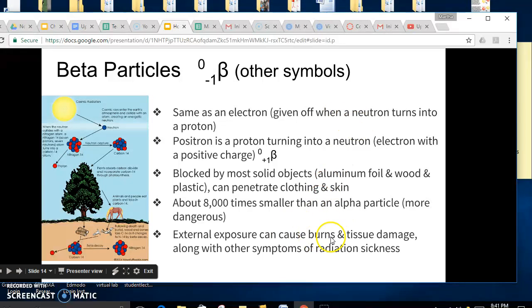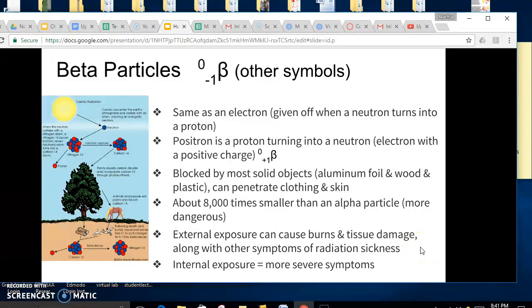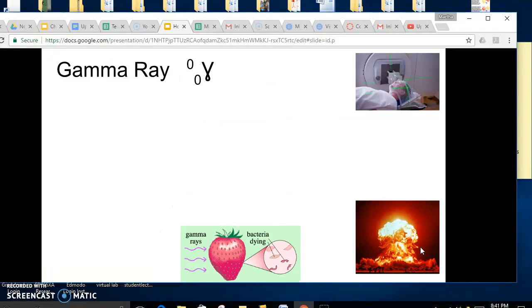External exposure can cause burns and tissue damage, along with the other symptoms of radiation sickness. Think having a sunburn internally. We will go over this diagram of cosmic radiation and beta particles, so you don't have to worry about reading that. We will go over that in class. Internal exposure, you definitely have more severe symptoms.